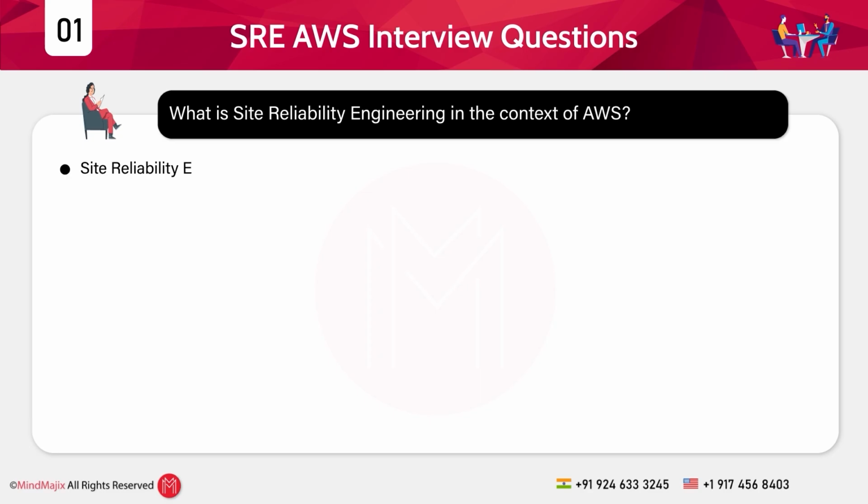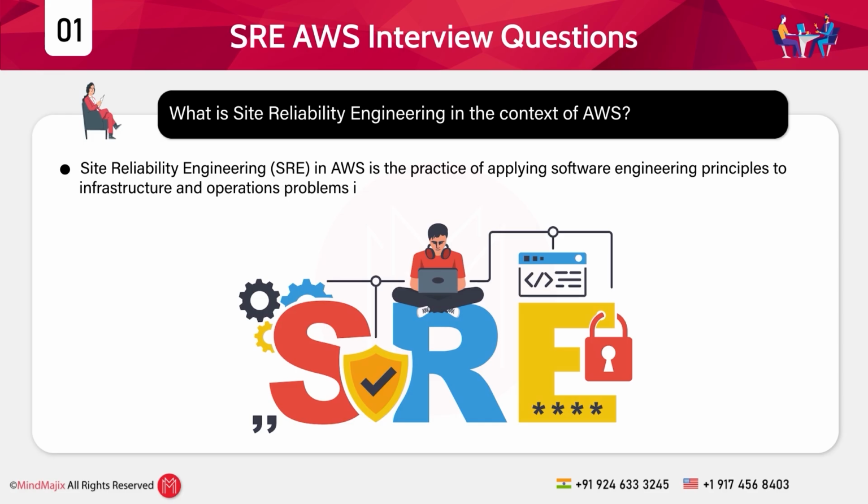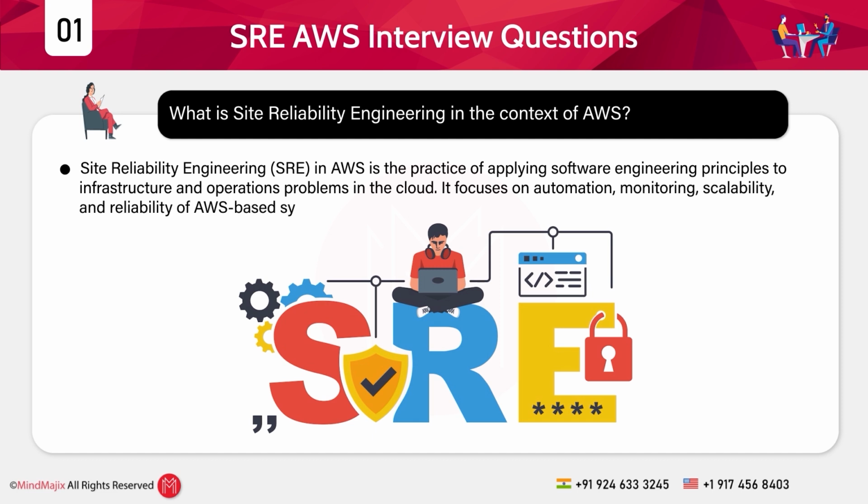So SRE or Site Reliability Engineering in AWS is the practice of applying software engineering principles to infrastructure and operations problems, and that too in the cloud. So it focuses mainly on automation, monitoring, scalability, and reliability of the AWS-based systems. So the key word over here is the AWS-based systems. So in AWS, the SREs use services like CloudWatch for monitoring, EC2 for compute, and auto scaling for load handling. So the main goal over here is to ensure the availability, performance, and resilience of the cloud workloads.